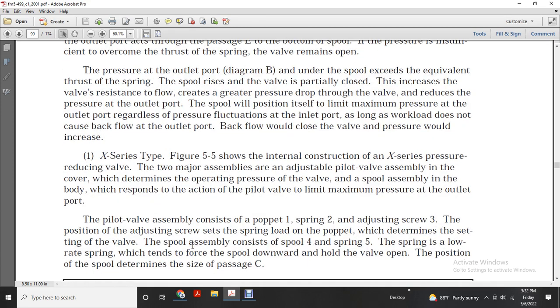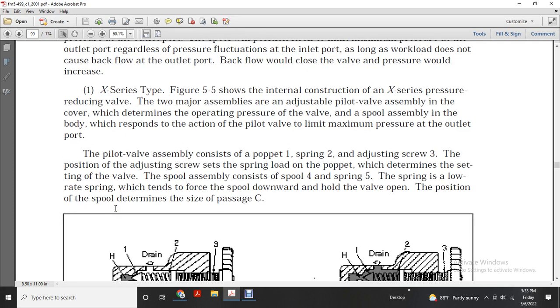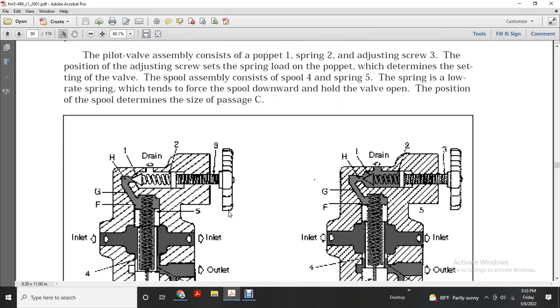The X series type. Figure 5-5 shows the internal construction of the X series pressure reducing valve with two major assemblies: an adjustable pilot valve assembly to determine the operating pressure of the valve, and the spool assembly in the body, which responds to the action of the pilot valve limiting the maximum pressure at the outlet port. The pilot valve assembly consists of poppet 1, spring 2, and adjusting screw 3. The position of the adjusting screw sets the spring load on the poppet, which determines the setting of the valve. The spool assembly consists of spool 4 and spring 5. The spring tends to force the spool downward and hold the valve open. The position of the spool determines the size of passage C.